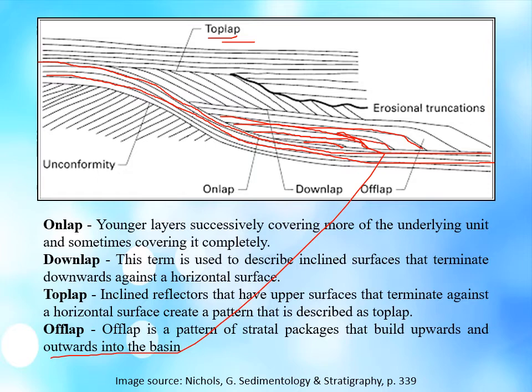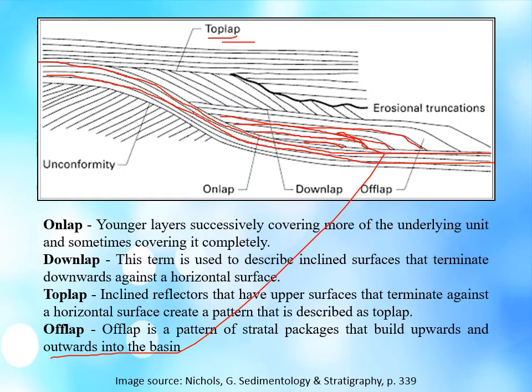Downlap and toplap, these are for some inclined bodies, inclined stratal packages, which make an angle with the horizontal layers found above and below.